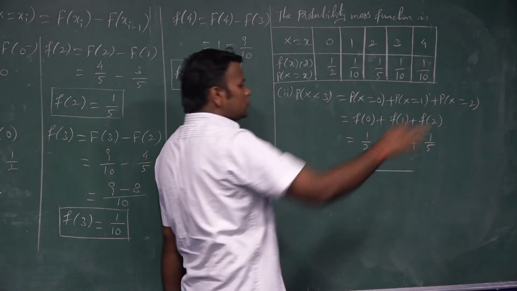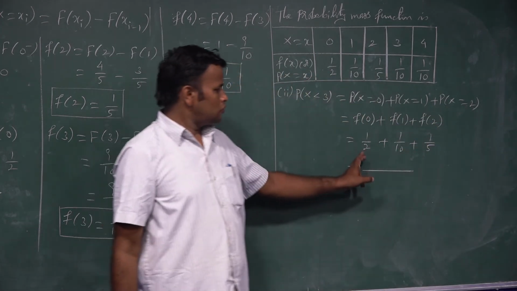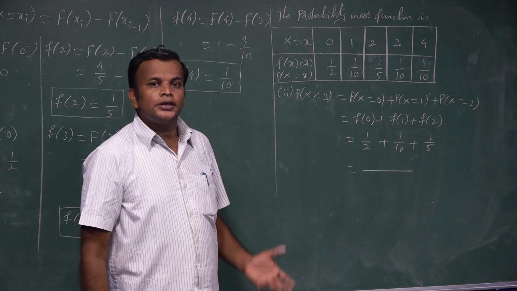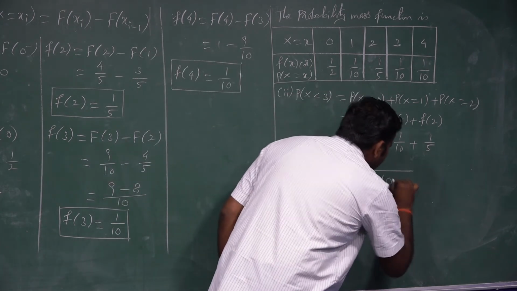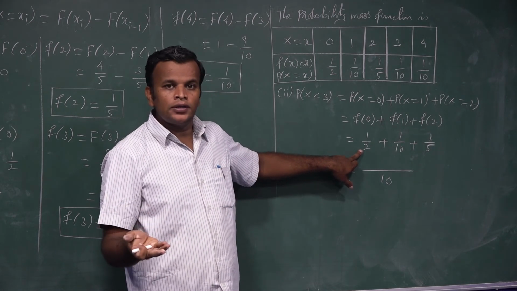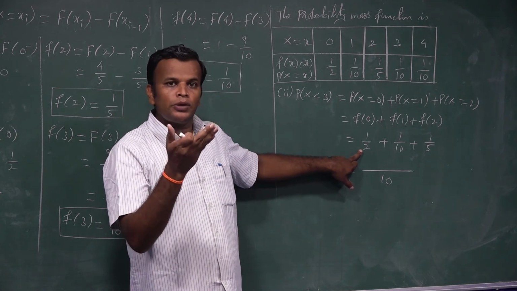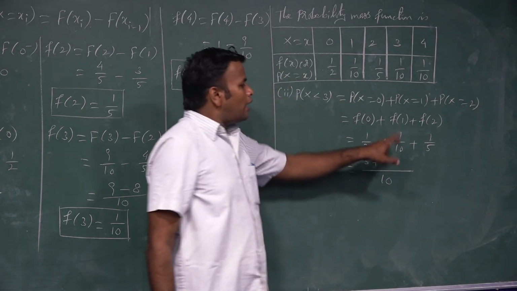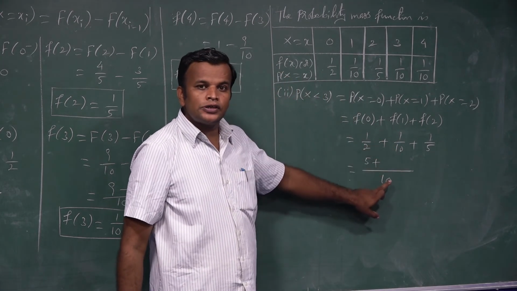What is the LCM of the denominators? 2, 10, 5 are there. The LCM of the denominators is 10. By which number multiplied by 2 do we get 10? 5. So you multiply the numerator by 5. 5 ones are 5, plus already 10 is there. The LCM is also 10.